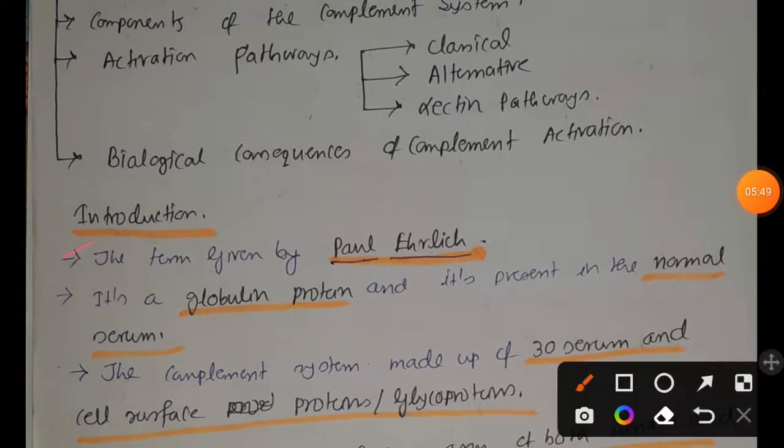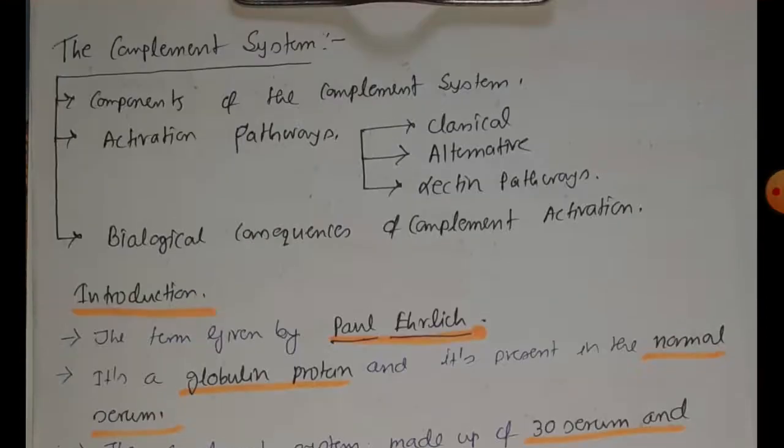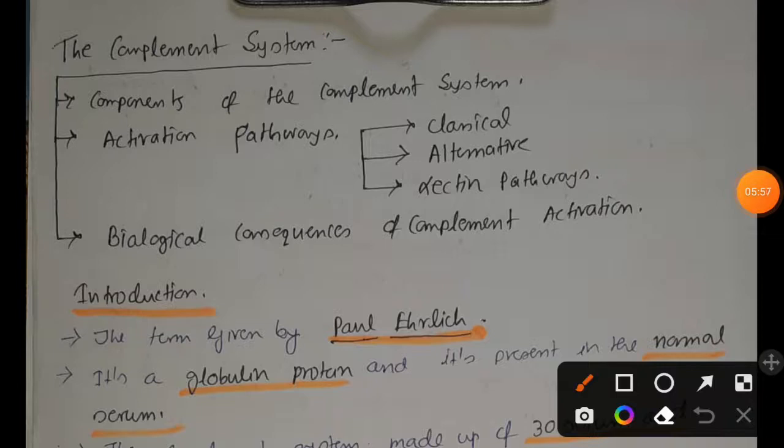The term complement was first given by Paul Ehrlich. Now the question is, from where is the complement system synthesized? The main place where it is synthesized is the liver cells. From liver cells it is synthesized mainly, although there are various other sources present. For example, tissue macrophages, epithelial cells of the gastrointestinal tract, and monocytes all have the ability to produce complement.